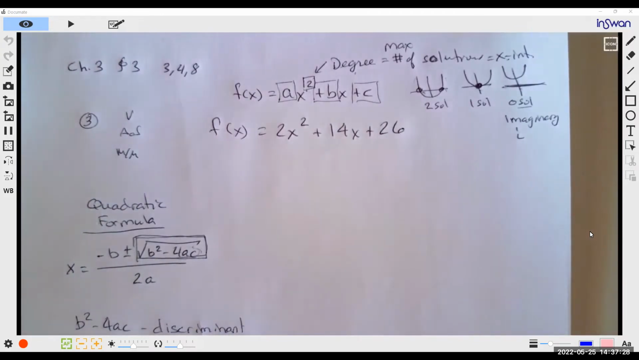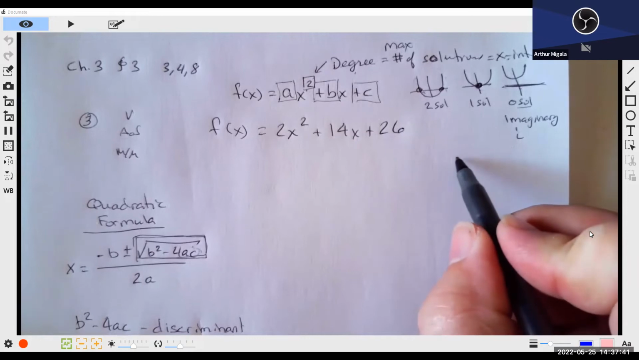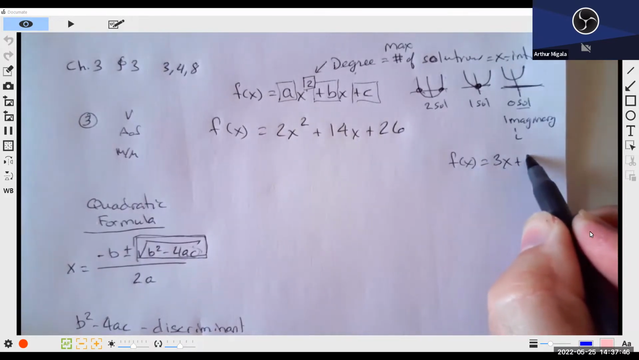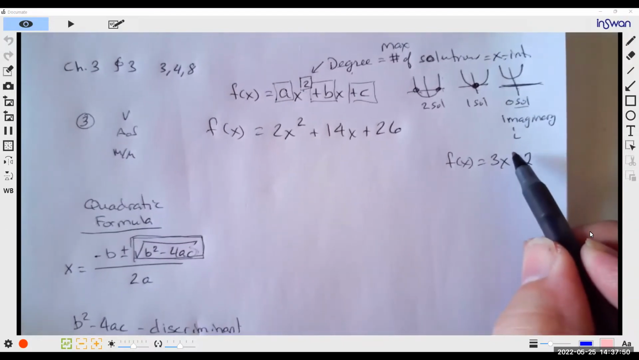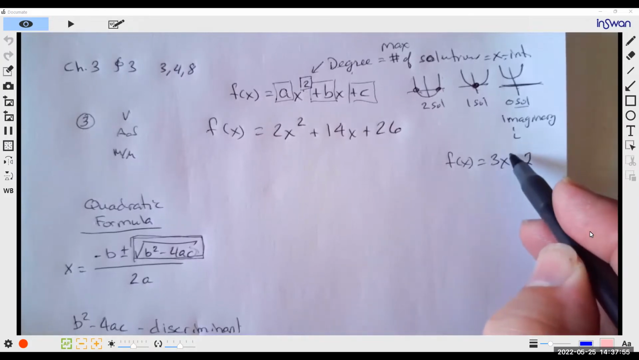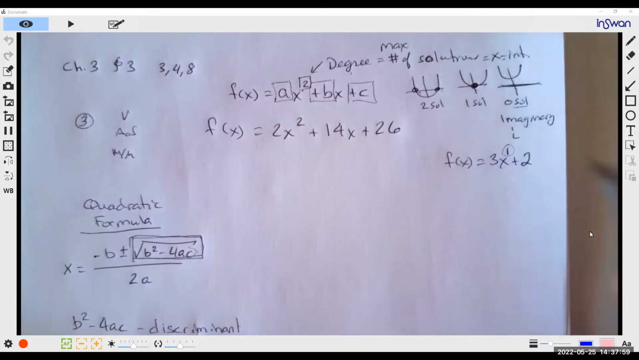So is the degree the number of solutions? Whenever you see a question that talks about solutions, we're looking at the x-intercept. Because in chapter 1, we dealt with equations like this: 3x plus 2. What's the degree of this one? There's no visible degree. If there's nothing there, it's 1. So it only has 1 solution.